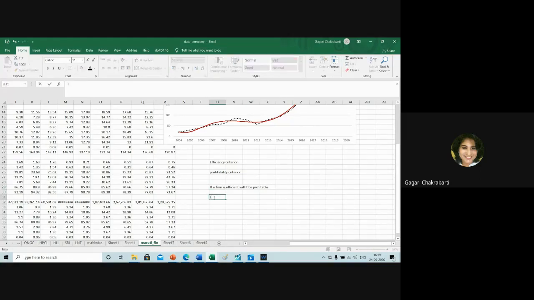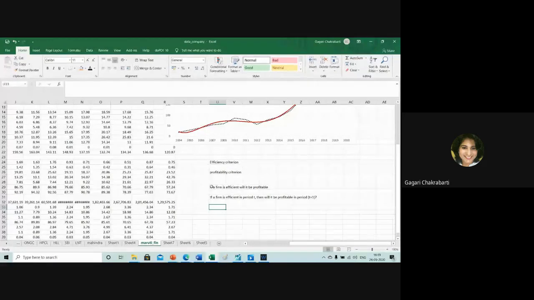What else? I'll be showing you one particular question and you can use it in many different ways. If a firm is efficient in period T, then will it be profitable in period T plus 1? So these two are very pertinent questions. If a firm is efficient in the Tth period, will it be profitable in the Tth period? And if a firm is efficient in period T, then will it be profitable in period T plus 1?